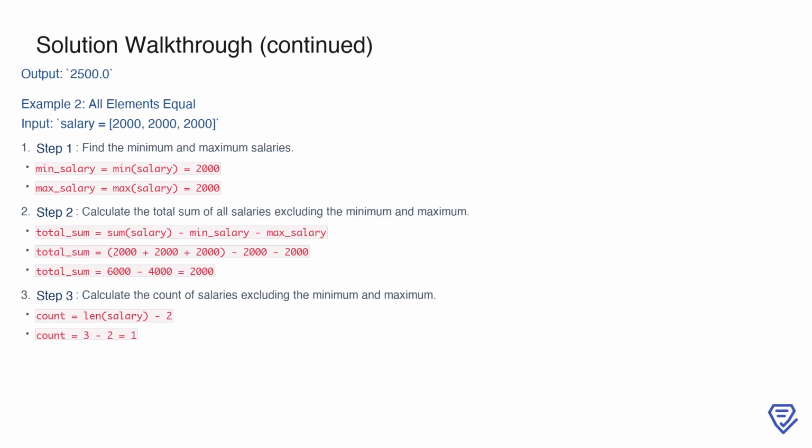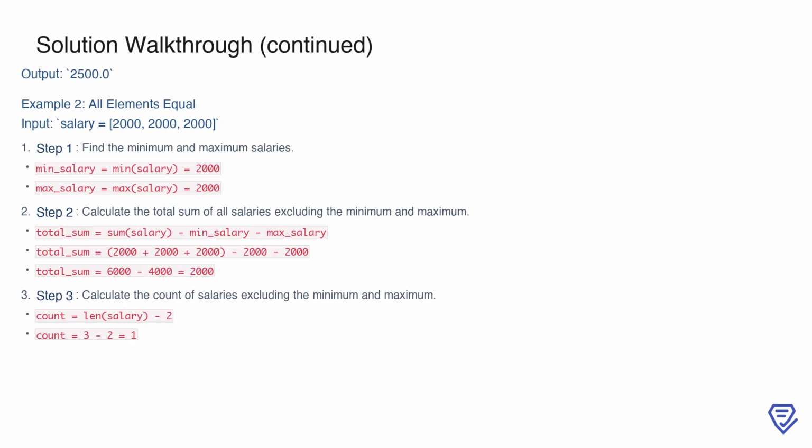Now, let's consider a different scenario where all elements in the salary list are the same. For this example, the input is 2,000, 2,000, 2,000. In step 1, we find the minimum and maximum salaries, which are both 2,000 since all the values are identical. For step 2, we calculate the total sum excluding the minimum and maximum. Adding up all the salaries gives 6,000, and subtracting the minimum and maximum, which are both 2,000, leaves us with a total sum of 2,000.